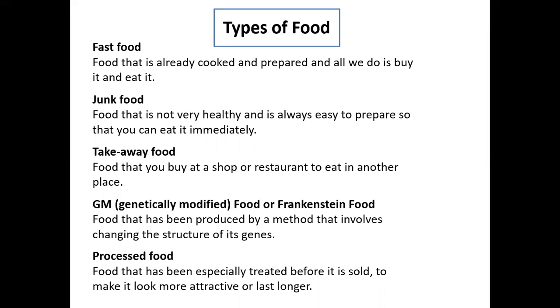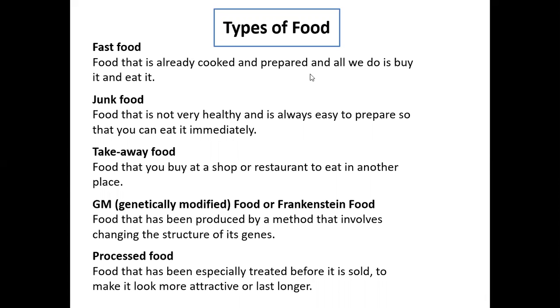Junk food is also food that is not healthy and is always easy to prepare so that you can eat it immediately. What do we mean by takeaway food? Takeaway food is food that you buy at a shop or restaurant and eat in another place, maybe at home. We have one more term here, GM food. GM food means genetically modified food or Frankenstein food. It is food that has been produced by a method that involved changing the structure of its genes. And the last one is processed food, food that has been especially treated before it's sold to make it more attractive and last longer. Nowadays, in many countries, they do processed food.